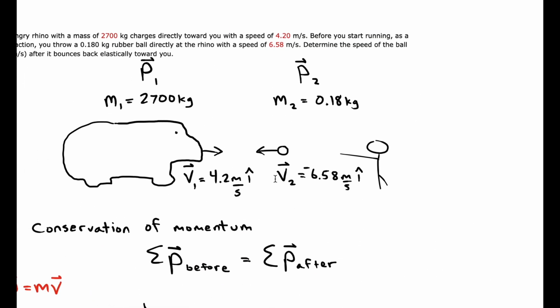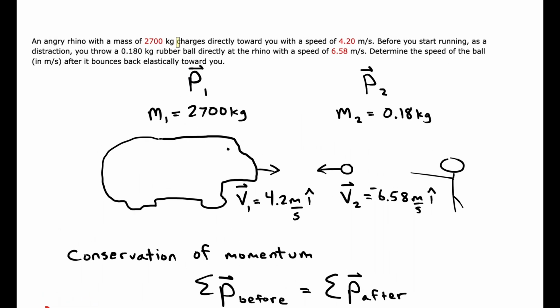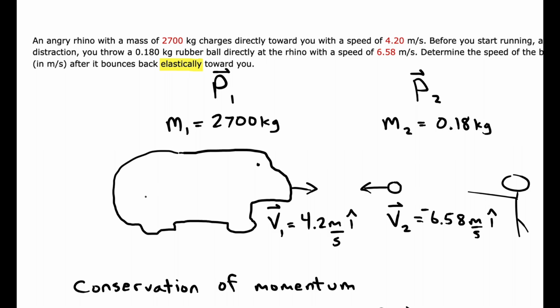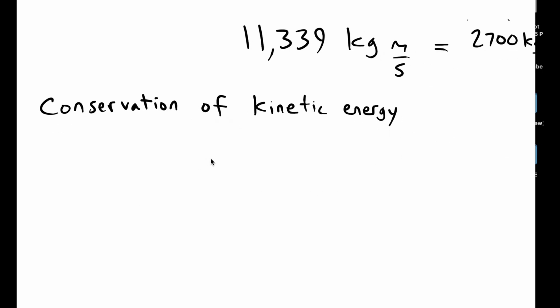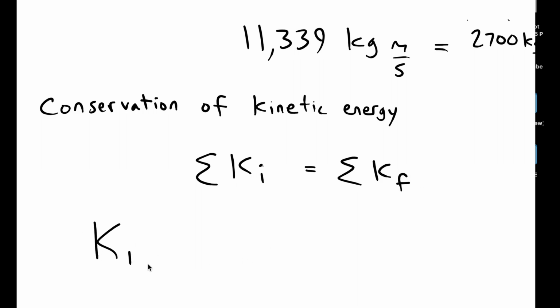Okay, this type of collision they mentioned was elastic. When you have an elastic collision, you're going to have conservation of kinetic energy too. So you need to make another equation. We need the sum of the initial kinetic energy to equal the sum of the final kinetic energy. So we're going to have the K of our rhino plus the K of our ball initially. That has to equal the K of the rhino and ball at the end.